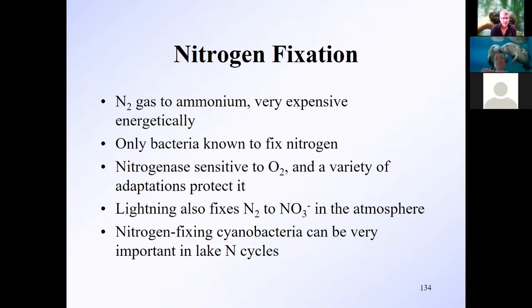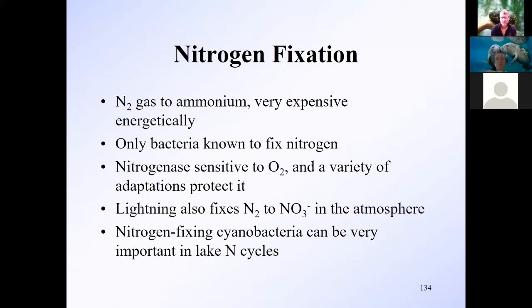Nitrogenase is the enzyme that allows for nitrogen fixation, the conversion of nitrogen gas to ammonium, and it's very sensitive to oxygen, which will basically knock it out. And so there's a whole bunch of adaptations to protect it, and we'll talk about these, starting with the next slide. In addition to this, in the nitrogen cycle, lightning also fixes N2 to nitrate in the atmosphere.